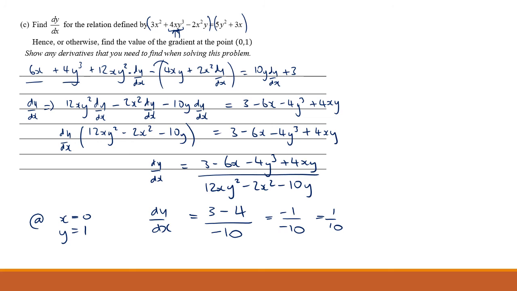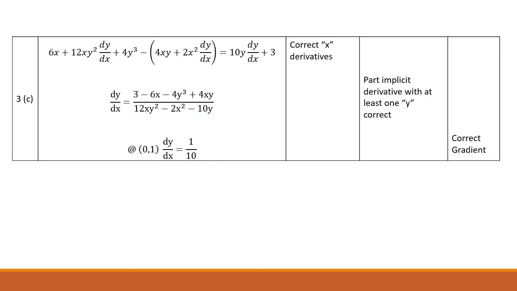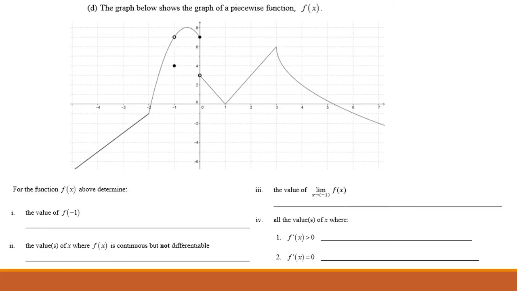Okay, so for this one, you needed the correct x derivative, so you needed this one, this one, this one, this one. You needed those all correct for your achieved tick. For your merit tick, you needed at least one of these ones correct. And for an excellence, you needed the gradient correct. Okay, just make sure you know how to do these ones, because if you can, they're potentially easy marks.